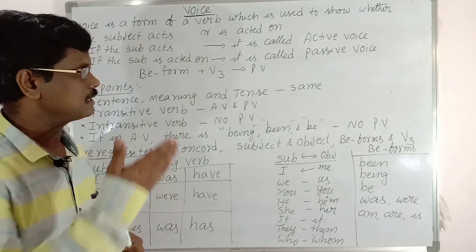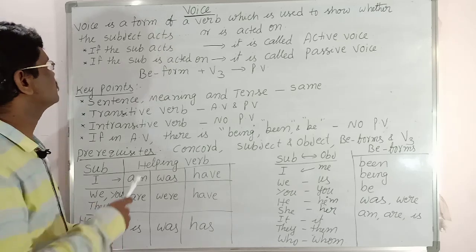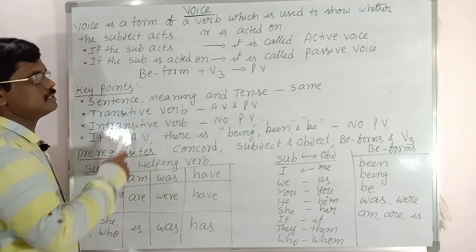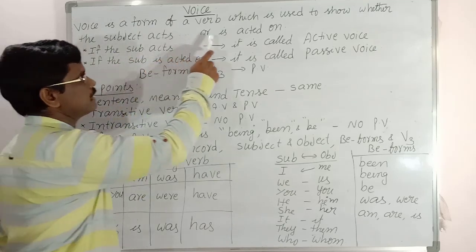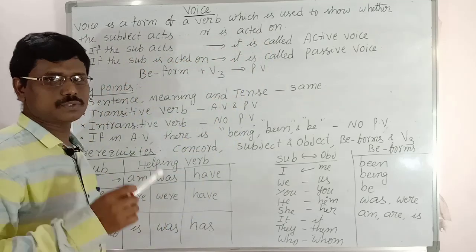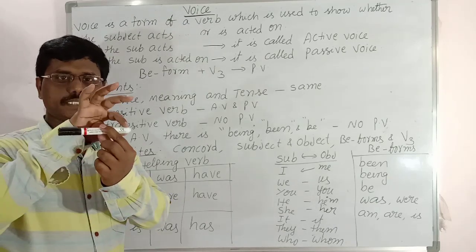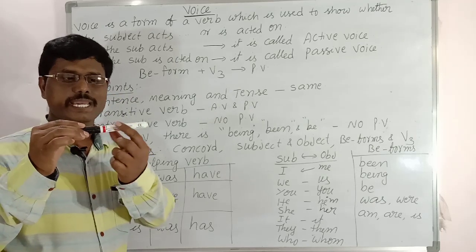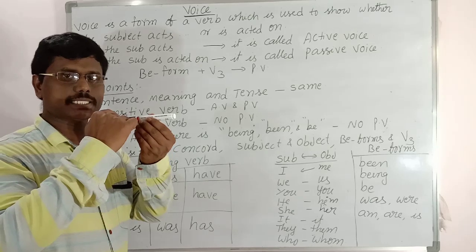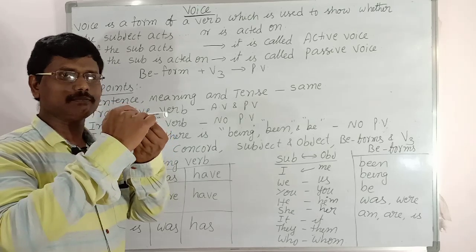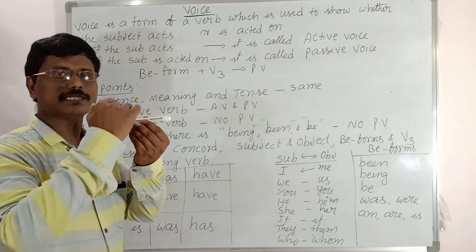Okay friends, now come to the topic. Voice. What is a voice? Voice is a form of a verb which is used to show whether the subject acts or is acted on. Here two things are there. One, subject, verb, object. When the subject acts, that means when the action passes from the subject through the verb to the object, then we say the sentence is in active voice.